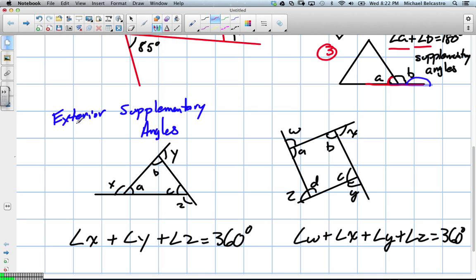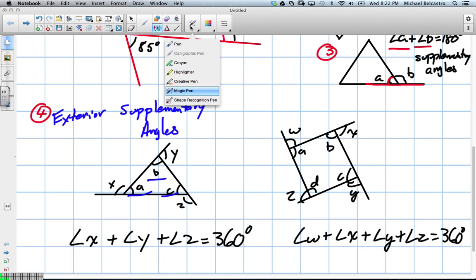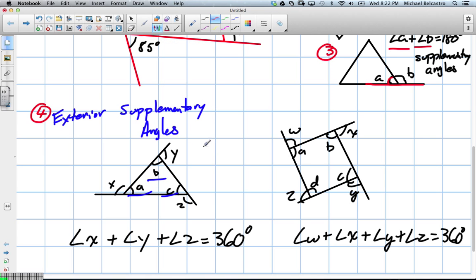Right, supplementary. And then exterior supplementary angles. This will be our fourth rule, and there's kind of two parts to it. First of all, we know the angles inside of a triangle are going to add up to what? What do A, B, and C add up to there? It's 180. That's right. We know they equal 180.